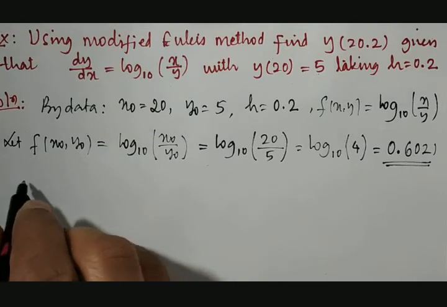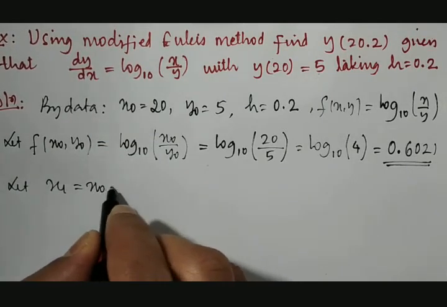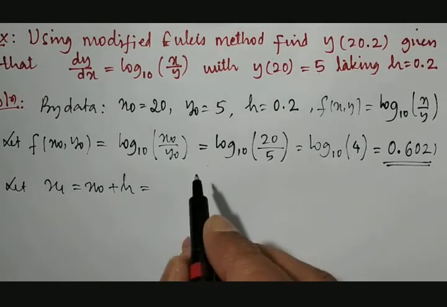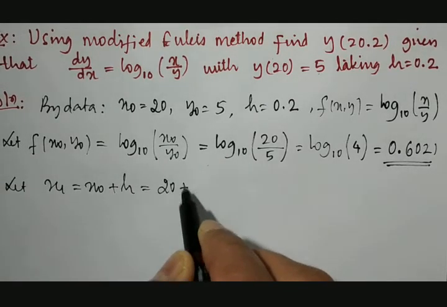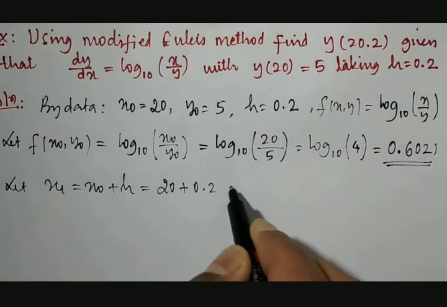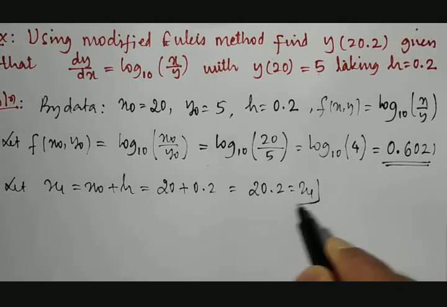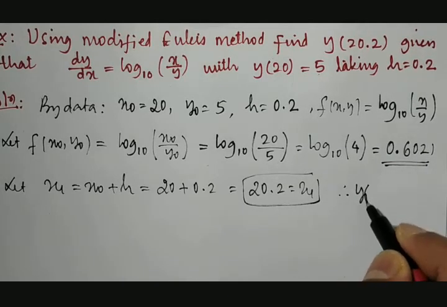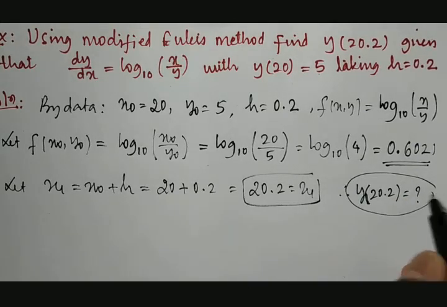Then let us take x1. x1 is nothing but x naught plus h. x naught is 20 plus h is 0.2, which becomes 20.2, that is x1. We are going to calculate the value of y1, in the sense y of 20.2. This is our task.